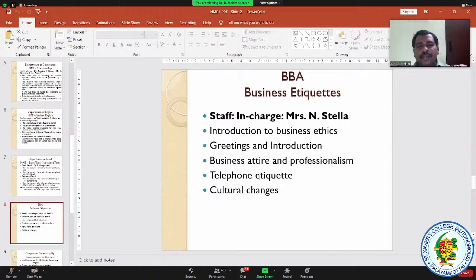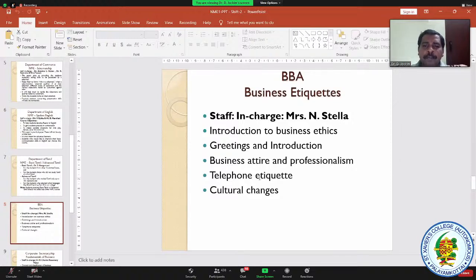Next one, the Department of BBA offers Business Etiquette paper. The staff in charge is Mrs. N. Stella. It is an interesting paper. This gives an overall introduction to business ethics. Ethics in the sense of how business dealing should be done in an ethical way. That should be useful to everyone.